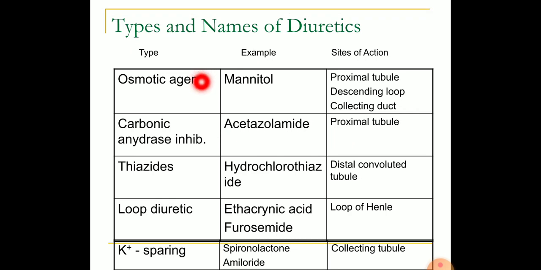So again, I am repeating the drugs. The osmotic agents like mannitol, and its site of action is the proximal tubule, the descending limb, and the collecting duct. The main action is here, but it will be effective in the rest of the other parts. In case of carbonic anhydrase inhibitors like acetazolamide, it is effective in the proximal tubule. In the thiazides, examples are hydrochlorothiazide, and there are some thiazide-like diuretics like indapamide and chlorthalidone. Those are effective in the distal convoluted tubules.